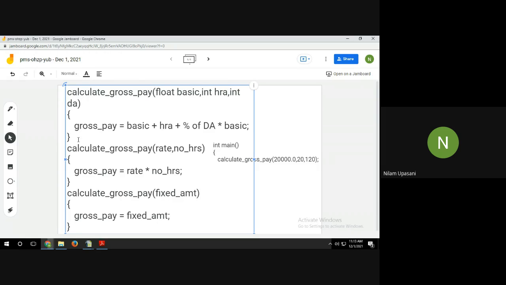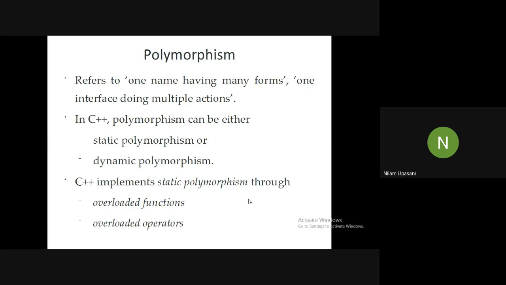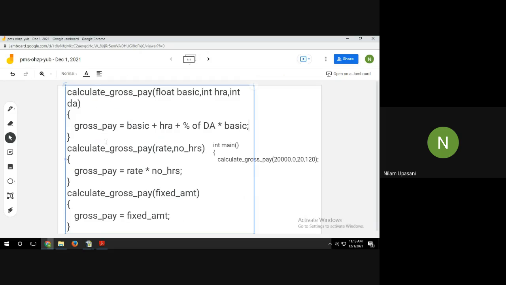So it will call this function, execute it, and then finally we have to return the gross pay from here. This is how the ambiguity is resolved over here. And this is called function overloading, because the function name is the same, but with its different signature we can uniquely identify it.